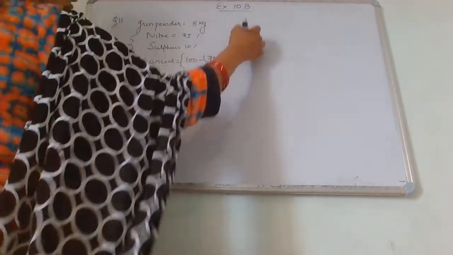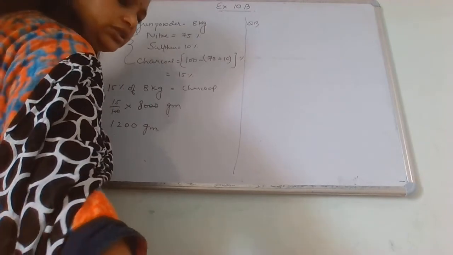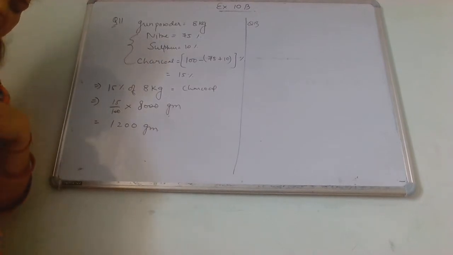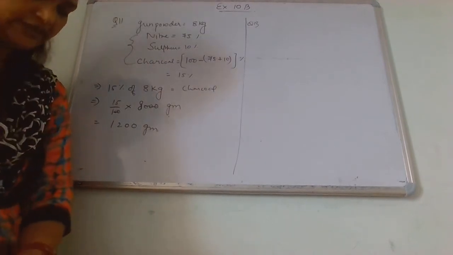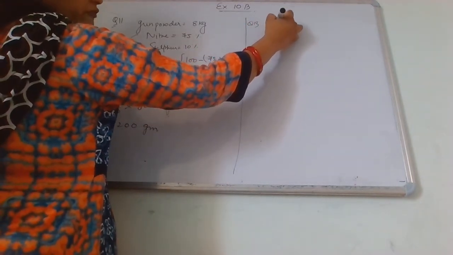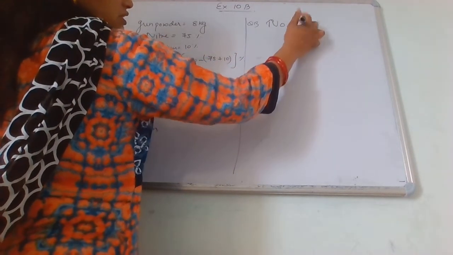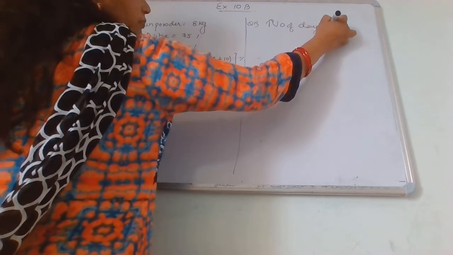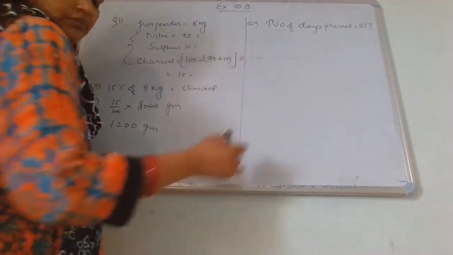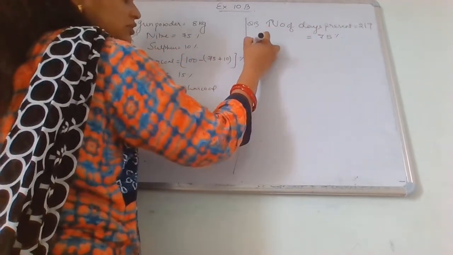Okay. Now next, question number 13. In question number 13, what does the question say? Sonal went to school for 219 days in a full year, if her attendance is 75%. So the number of days she is present, how many days is she present? Number of days present is equal to 219. That is equal to 75%.